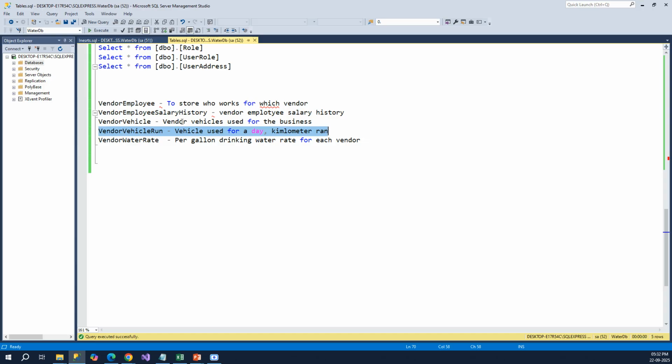So these are the tables that I could think of related to storing the data of the vendor process. We'll discuss the various data points of each of these tables in the next video.